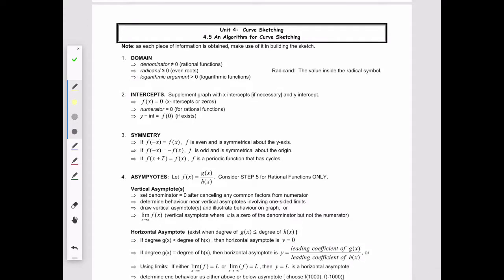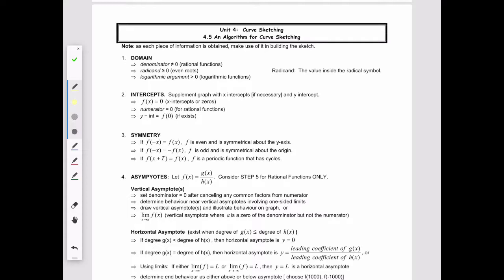5, which is an algorithm for curve sketching. Basically, this lesson covers everything that we've done in grade 11U and advanced functions in calculus. I'm going to skim over some of this stuff because you should know how to do it, and I think it's explained well enough in the notes.